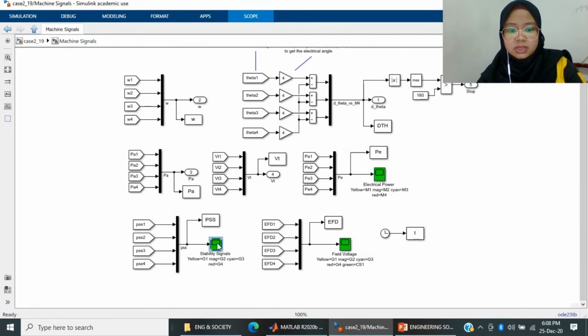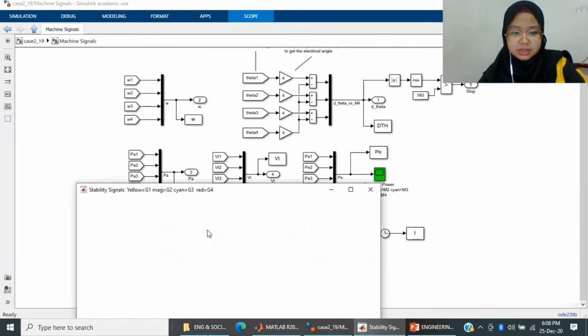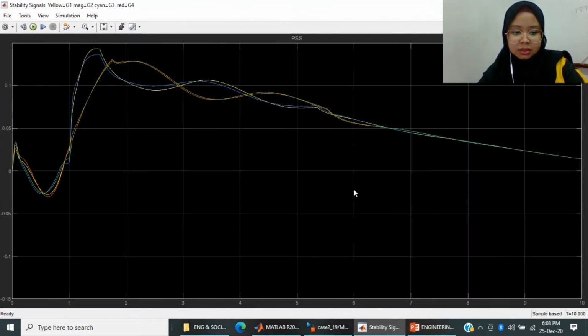Okay, last but not least, for the stability of the system, based on the graph we can see that the stability of the system firstly increases and then it slowly starts to decrease. So that's all for the sudden large decrement of load at bus 7.